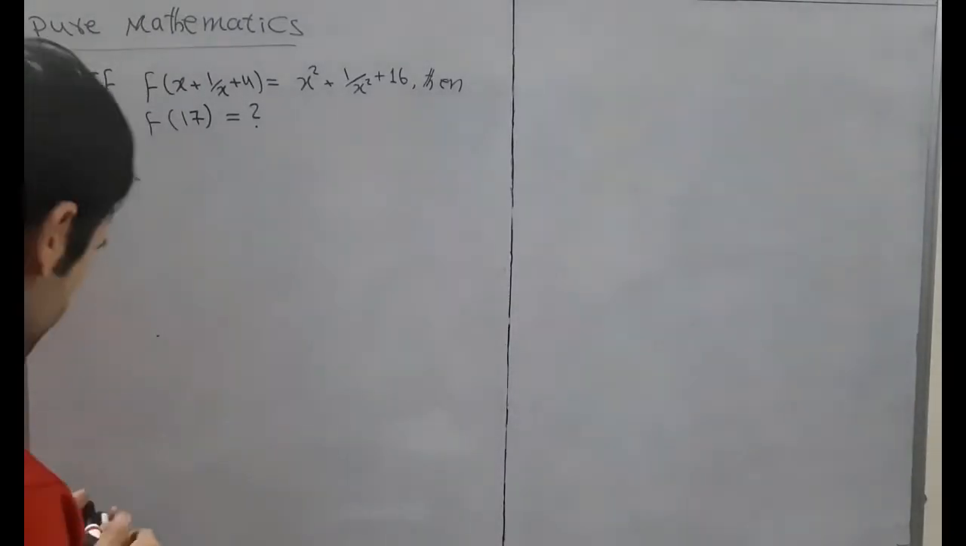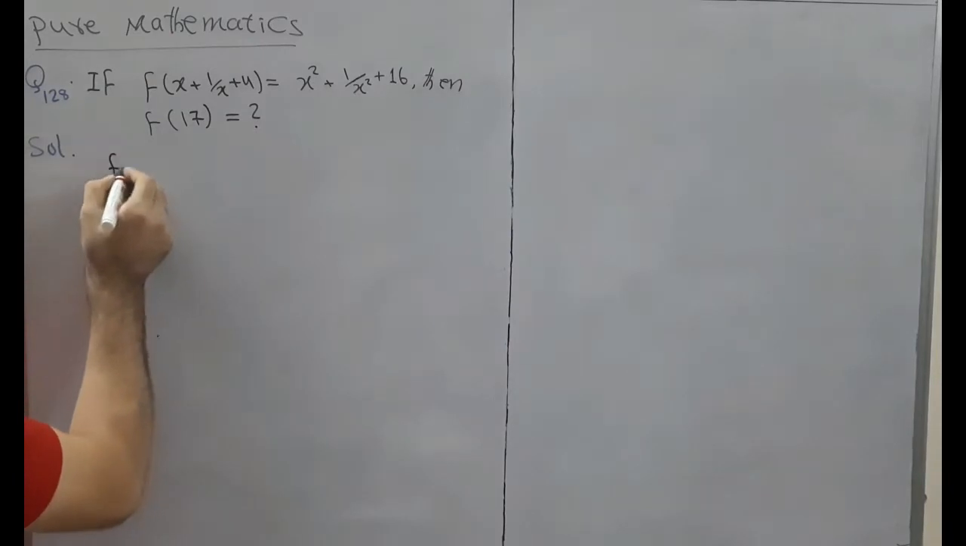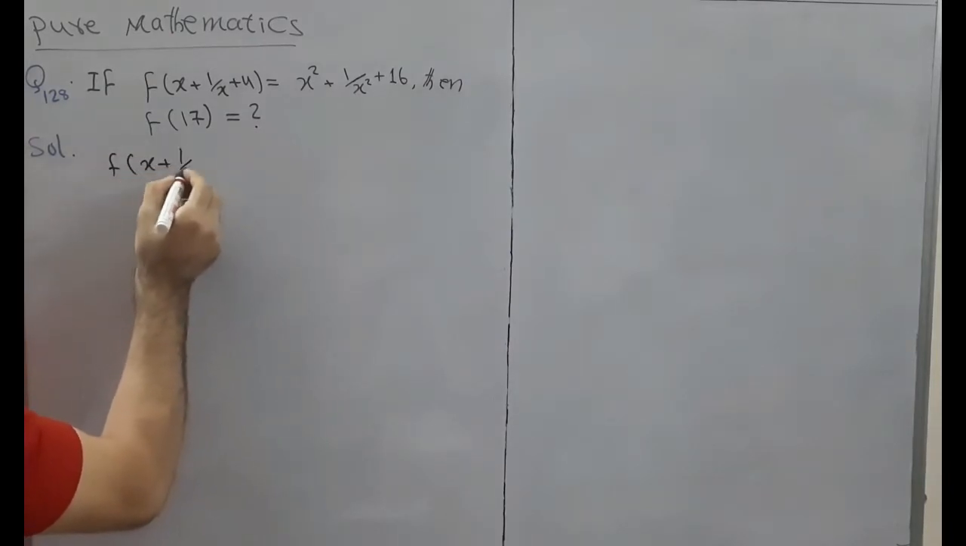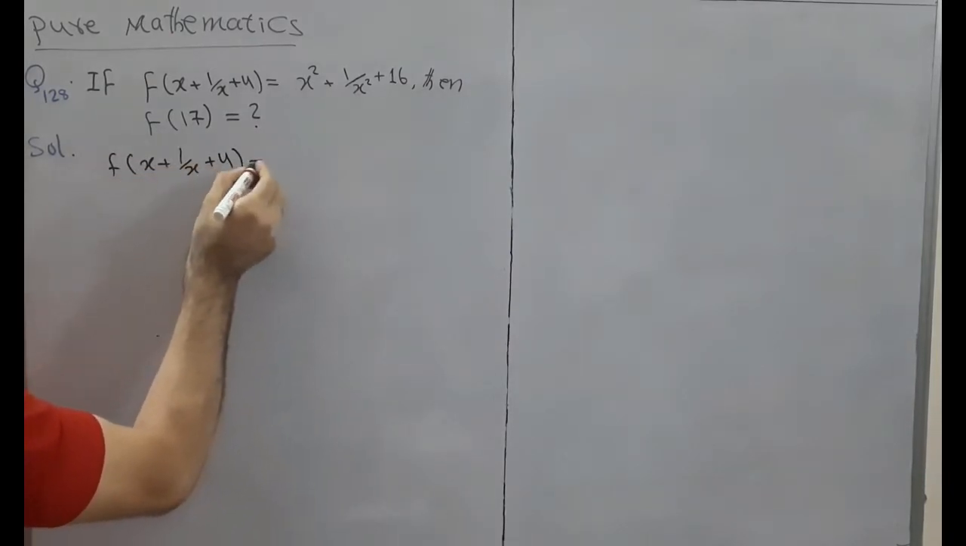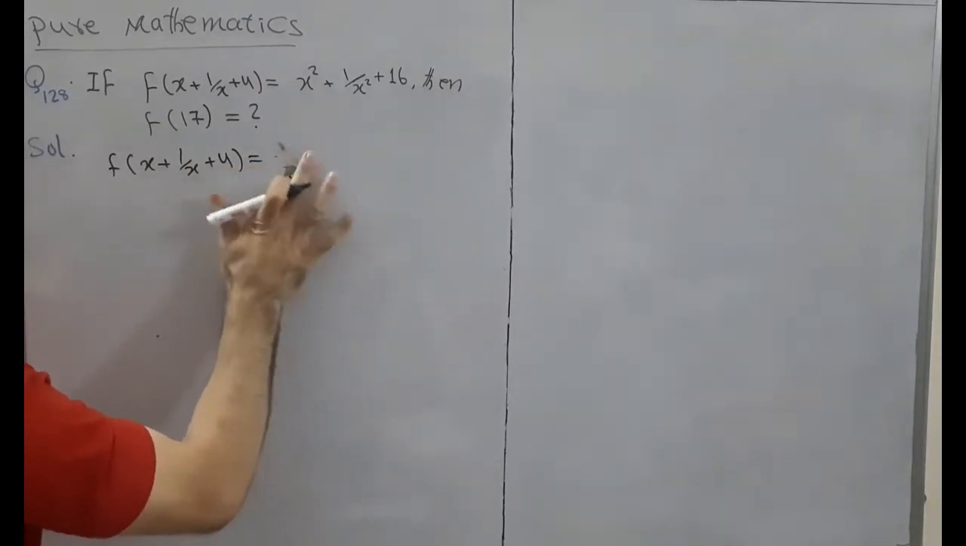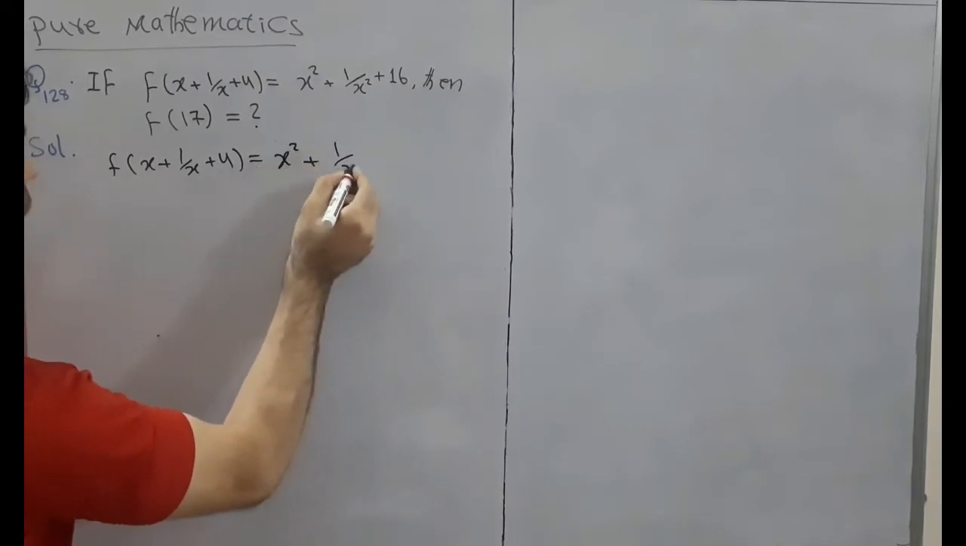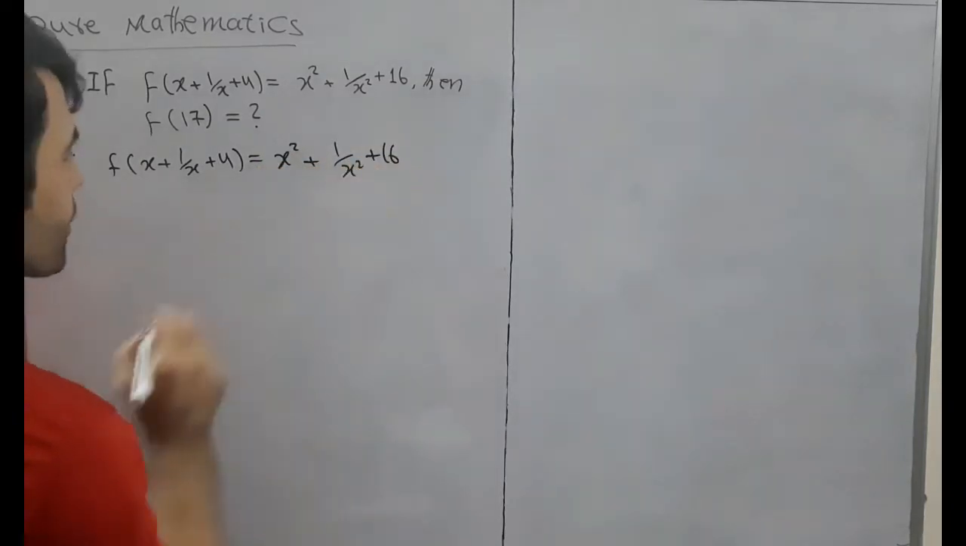Solution. Here we have f of x plus 1 over x plus 4 is equal to x square plus 1 over x square plus 16.